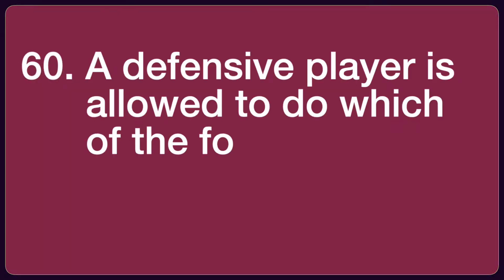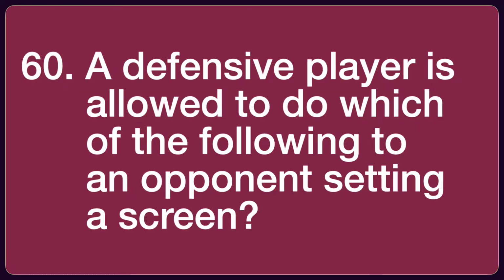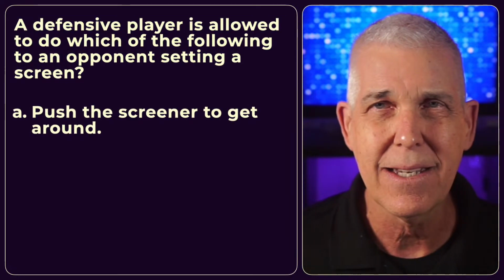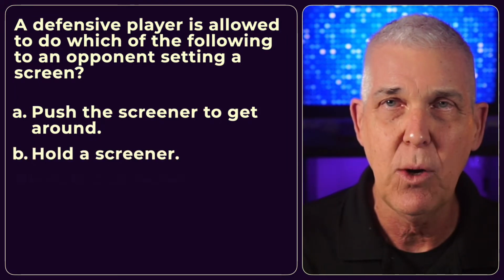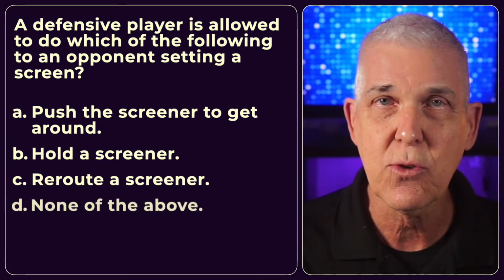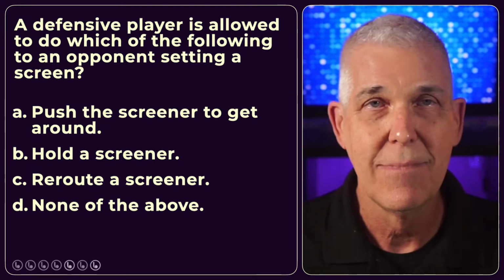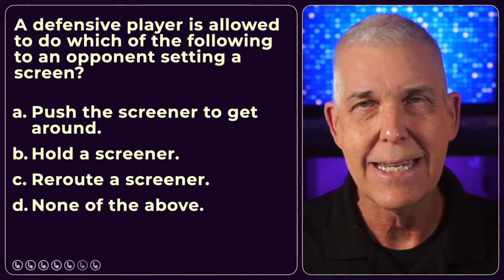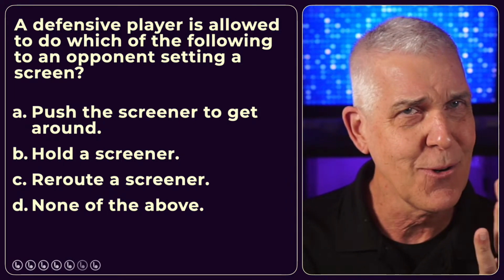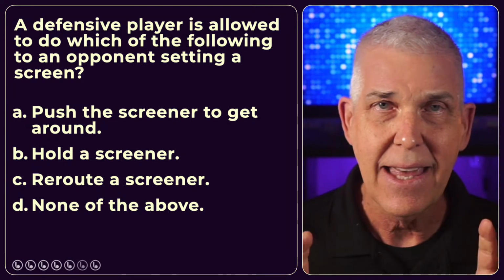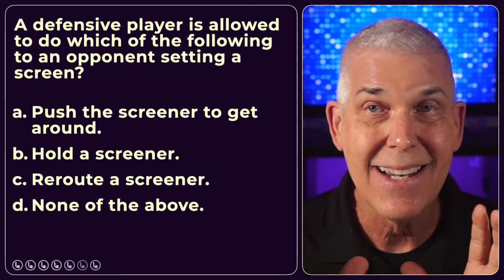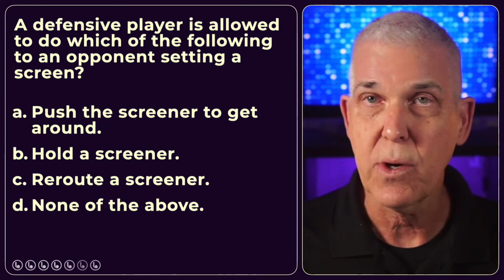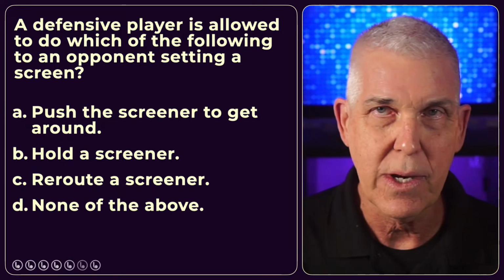All right, one more question here. A defensive player is allowed to do which of the following to an opponent setting a screen? What can the defensive player do to that opponent setting a screen? A, push the screener to get around? B, hold the screener? C, reroute a screener? Or D, none of the above, right? All three of those first three sound like illegal action. They cannot push, meaning they cannot displace a screener. They cannot hold the screener, right?